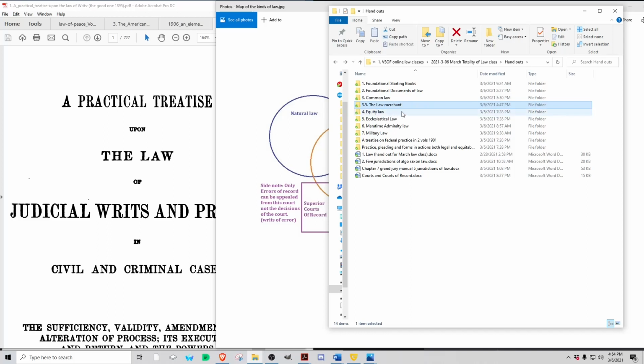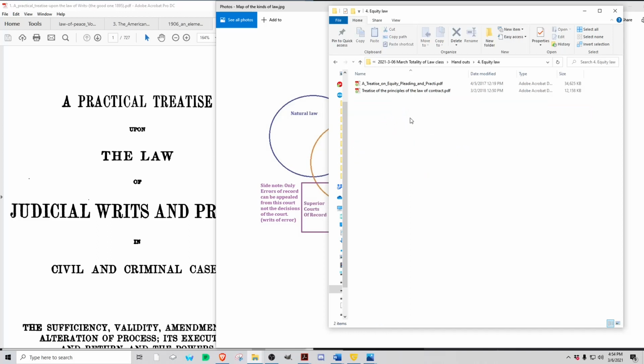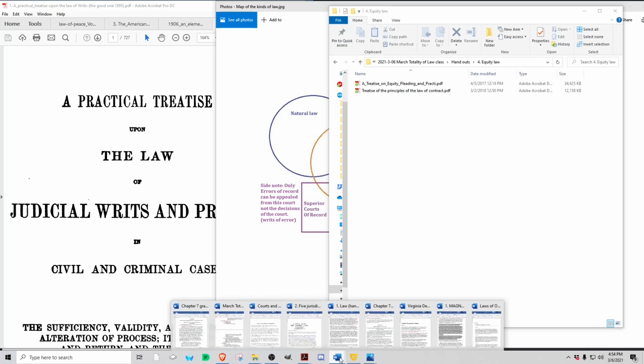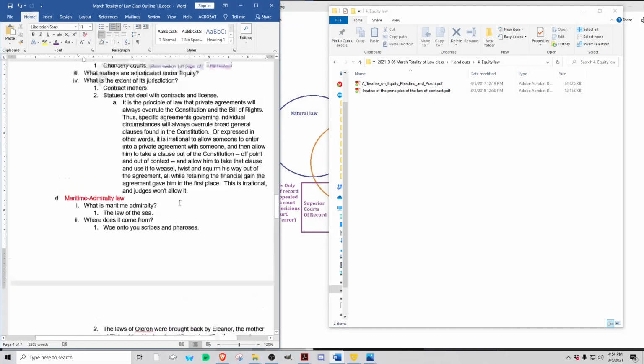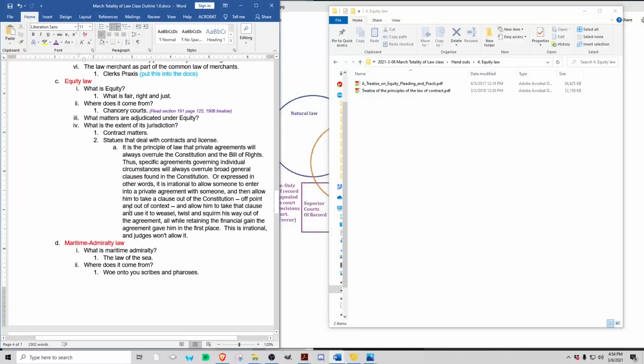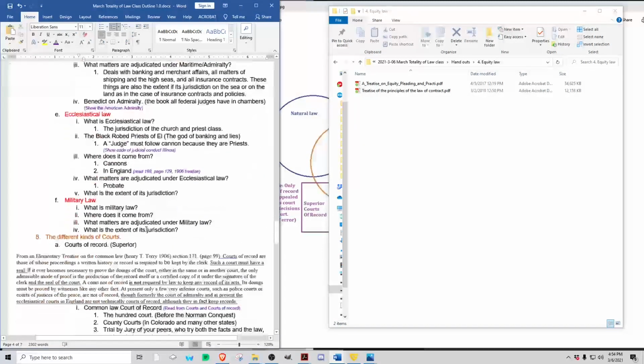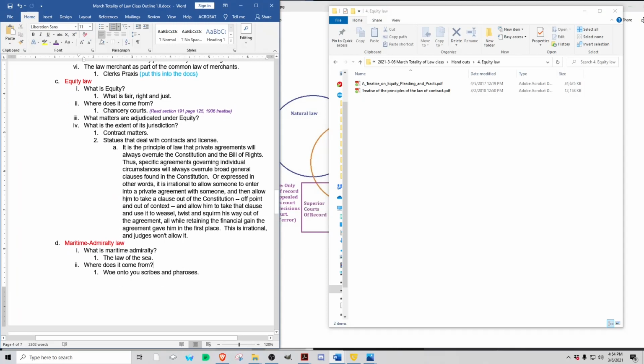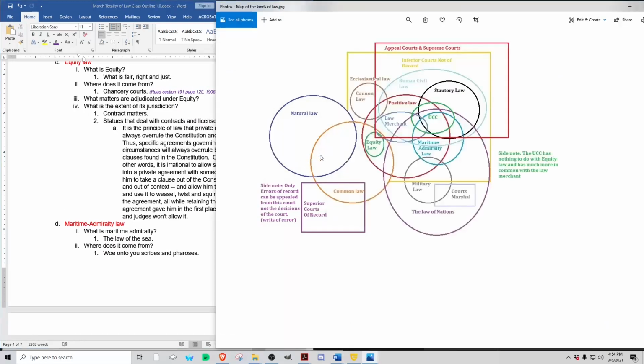So the law merchant, now we go to equity. I don't have too many things in here for equity because I'll cover equity a lot more in the April class, but as far as the March outline is concerned, the law merchant is a connection. It is basically a combination of equity, maritime admiralty, and a certain aspect of the common law, being the common law of the merchants. So here you see law merchant, equity, common law and maritime admiralty, and it touches all of those. So now what is equity?